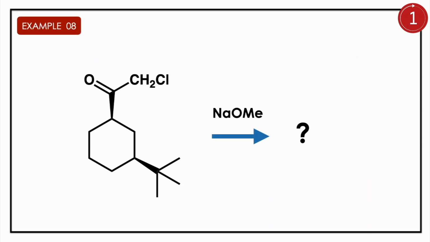Then the next example, here you have cyclohexane, tertiary butyl group is there, and you have ketone with CH2Cl. Both groups are above the plane. You are using the sodium methoxide. You should find what will be the final product.